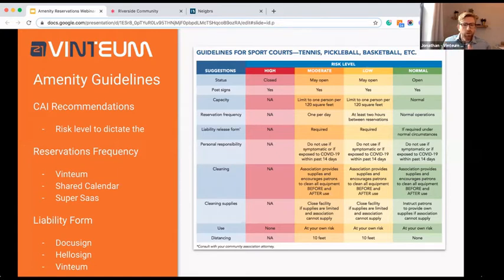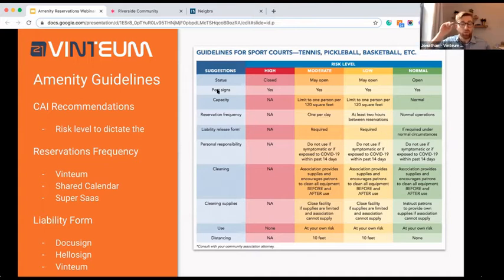So one thing that I want to run through is some of these suggestions that they have. So right now, if we're looking back at that map, a couple of these states, they're considered to be high risk, in which case, you might want to consider closing these amenities. However, other states and other counties might have a moderate risk, in which case, CAI, again, they recommend consulting with an attorney. They're not doctors either, but you could definitely consider having some of these amenities open. They highly recommend posting a sign.